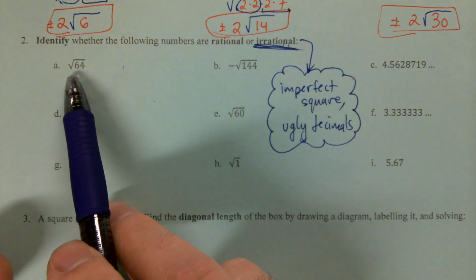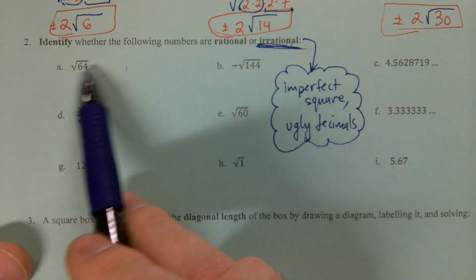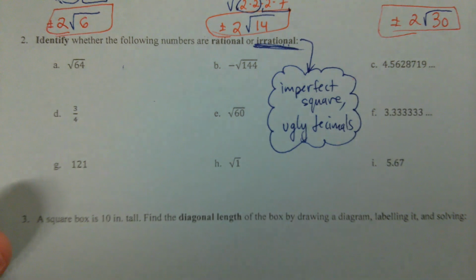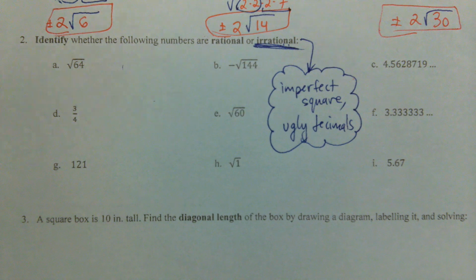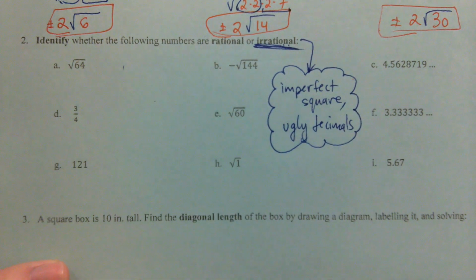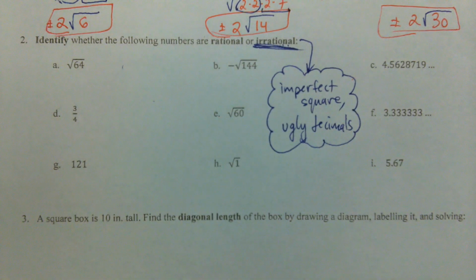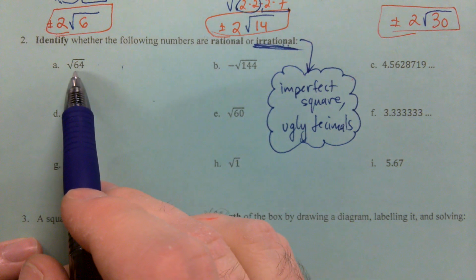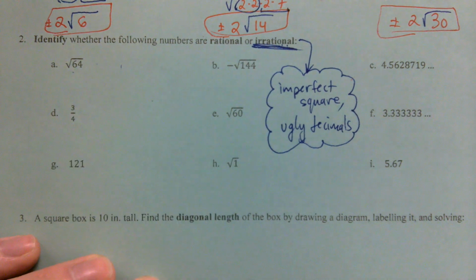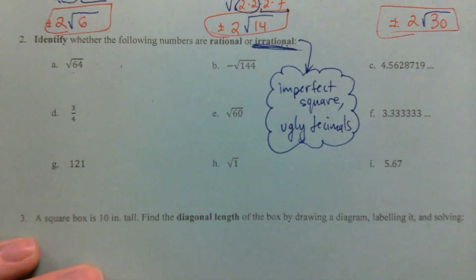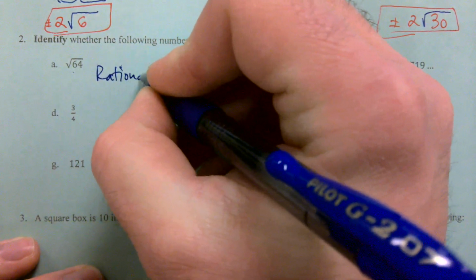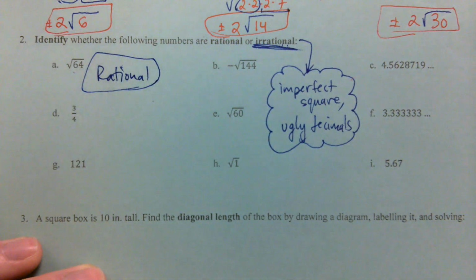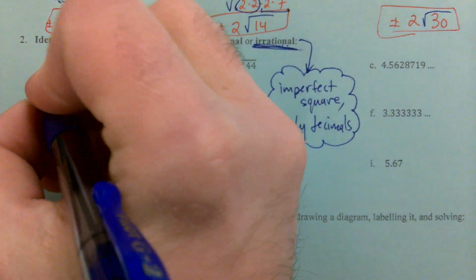So if I look at 2a, I have root 64. I'm going to ask myself, is that an imperfect square? What would your answer to that be? Is 64 a perfect square or an imperfect square? Perfect. 64 is a perfect square. Right? So it's rational. That's what we gotta write. That's all you got to write. The square root of 64 is equal to plus or minus 8.